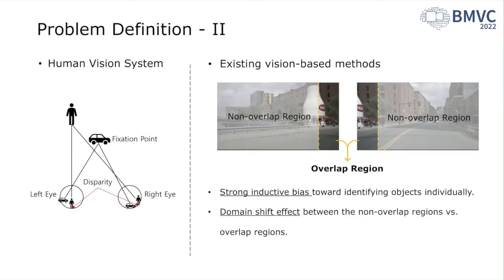This is only part of the story. Unlike the human vision system that quickly identifies an object across overlapped cameras, we empirically observe that deep neural networks have a strong inductive bias toward identifying objects individually in each single view image. This often results in failing to utilize additional information of the same instance appearing in other different view images. Moreover, we observe a domain shift effect between the overlap region and the non-overlap region due to camera lens distortion.